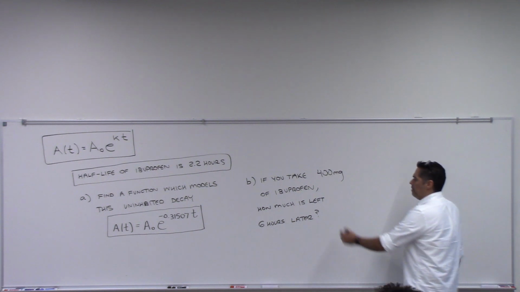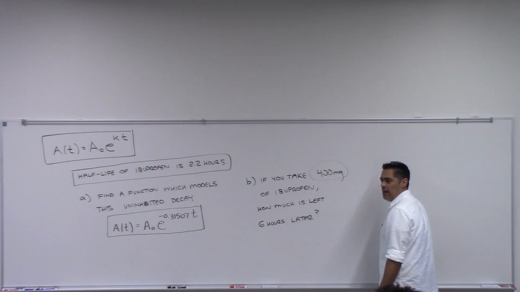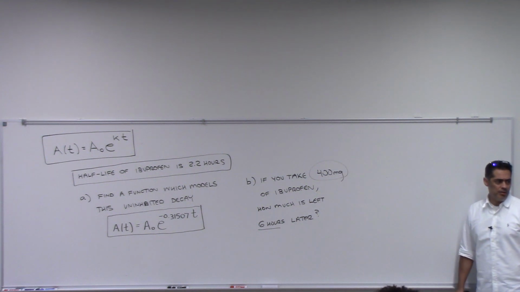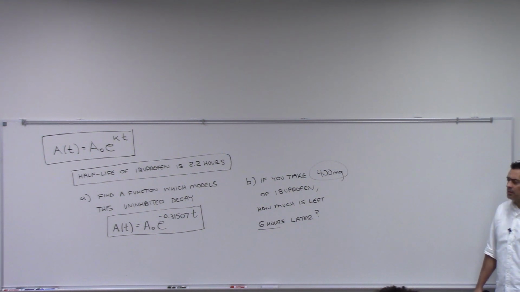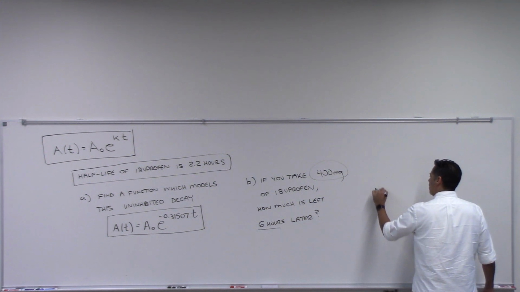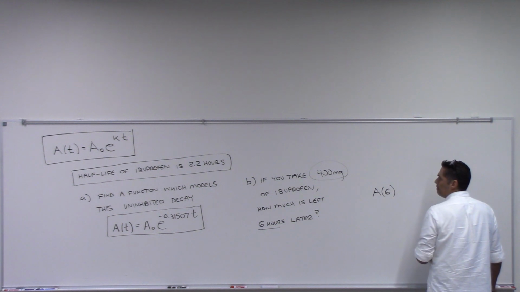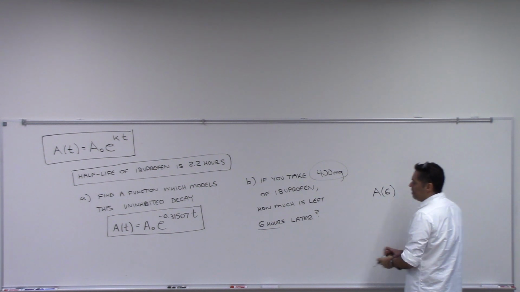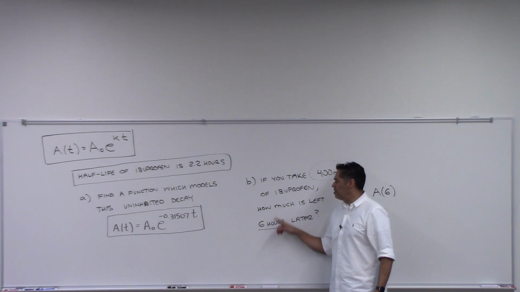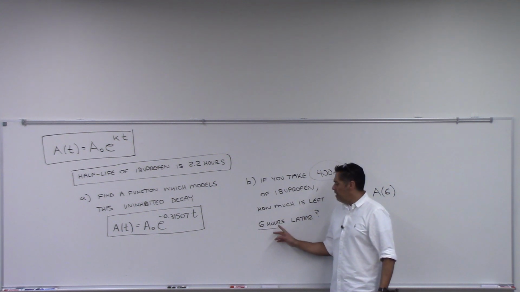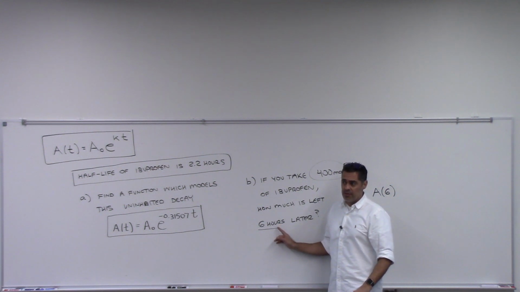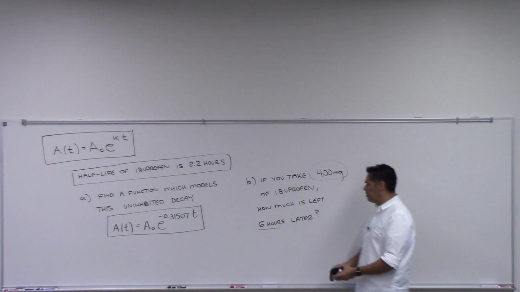Well, I'm giving you what then? An initial amount, right? And I'm giving you a time. And so if you know the time and the initial amount, you should be able to tell me how much is there at the end. So I'm going to just use that formula. The amount at 6 hours, right? Now, it is important that I put 6 hours here, because if I would have asked how much is still there after 1 day, then you would have to convert the days to hours. You have to pay attention to those things.